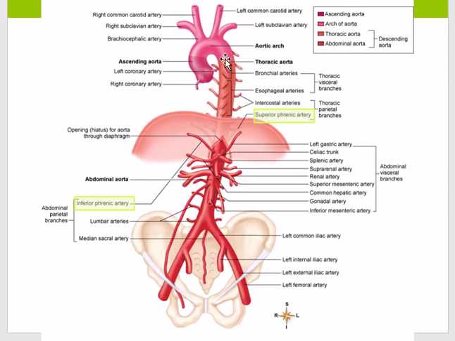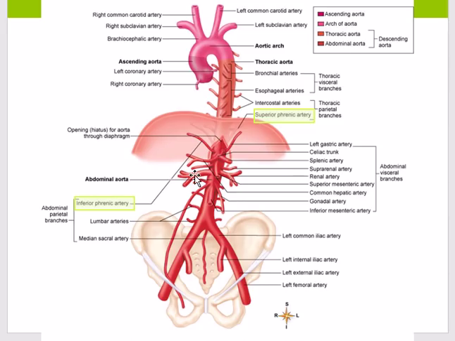You can see that the aorta here becomes the thoracic aorta in our thoracic region. And then once we approach the diaphragm, which is very important in breathing, once it passes through the diaphragm, the aorta, which became the thoracic aorta, is now referred to as the abdominal aorta once it passes through the diaphragm.